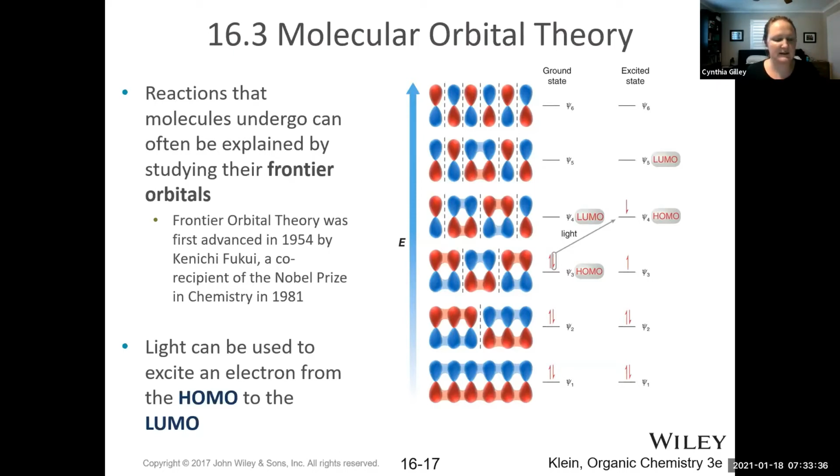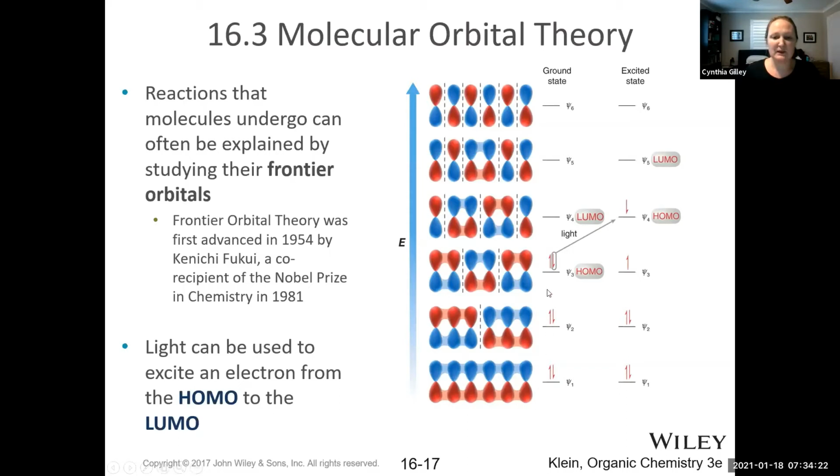One thing that we want to note about the HOMO and LUMO is that if we shine light on a conjugated pi system, an electron can be promoted from the HOMO to the LUMO, and in that case, the HOMO and LUMO change, because now this is the highest occupied molecular orbital. Right, so the highest energy orbital that's occupied by at least one electron, which makes this the new LUMO. And this is going to become important as we start to talk about reactions that might be possible when light is introduced to the reaction.